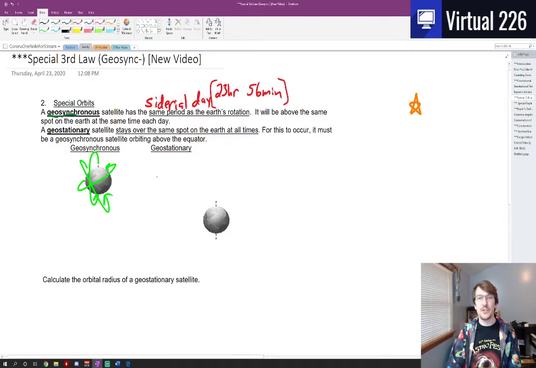A geostationary orbit is staying over the same spot on the Earth at all times. So if you go out at midnight and you look up at the spot, you'll see the satellite. And if you go out at 5 a.m., the satellite's still in the same spot. And if you go out at high noon, it's still at the same spot forever. And that can only occur on or very, very near the equator.